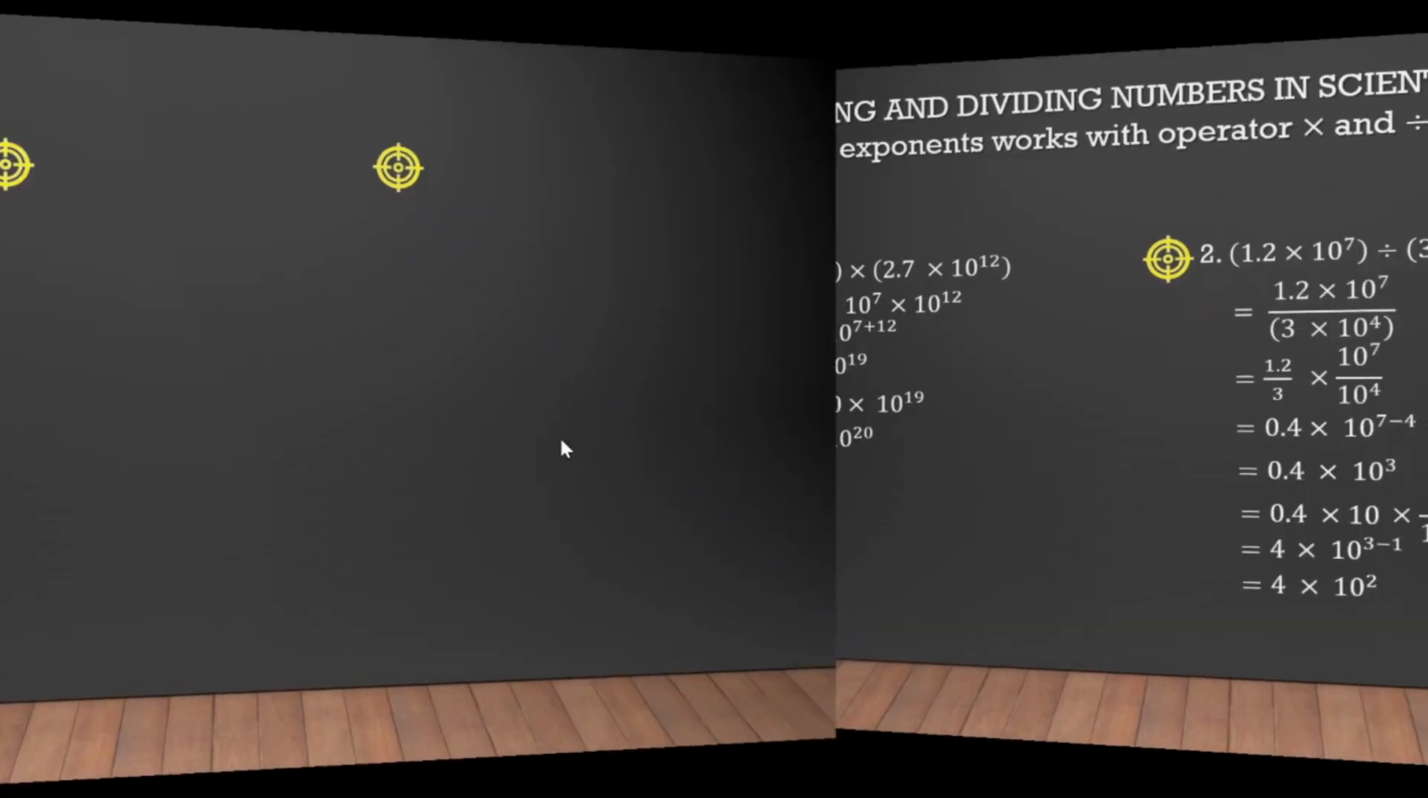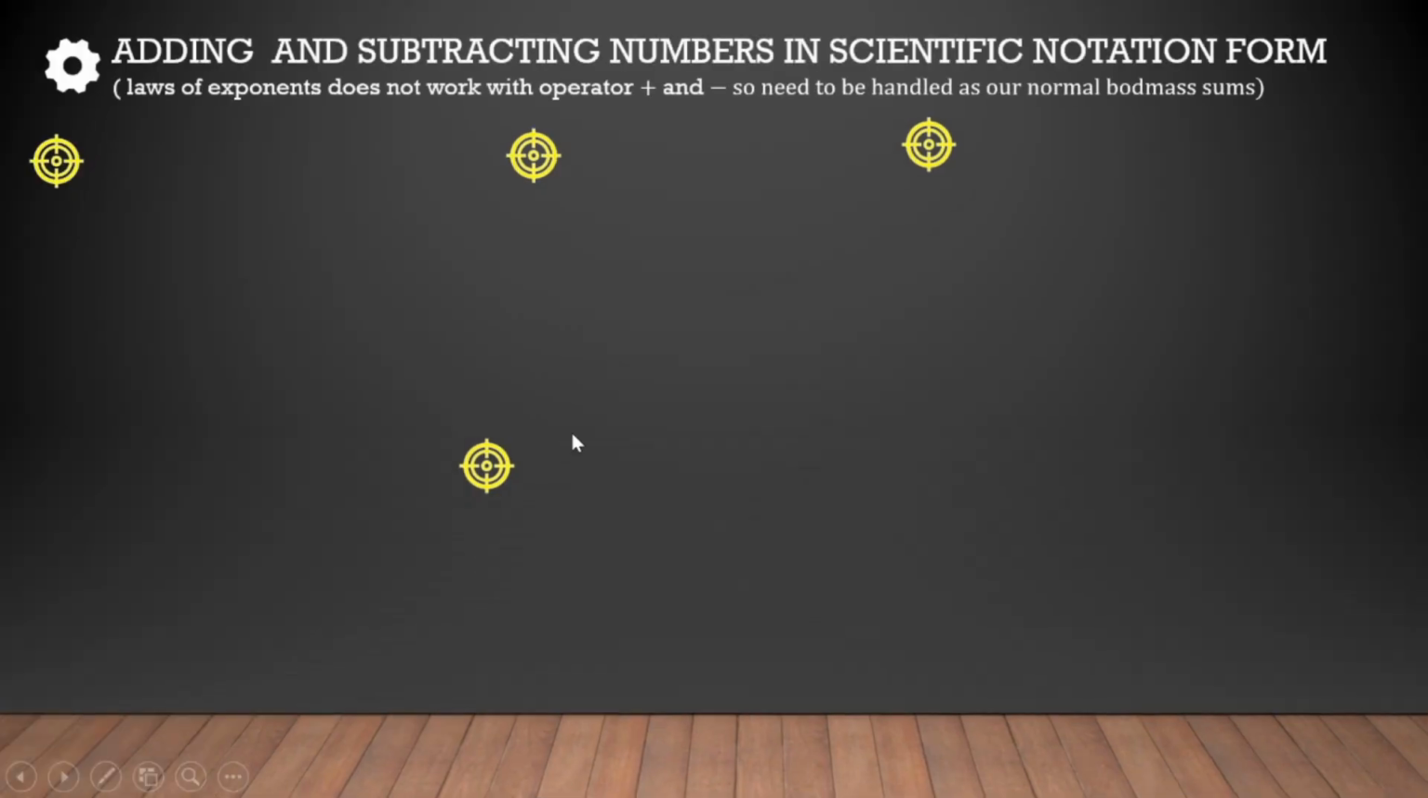Okay, now let's do adding and subtraction of numbers in scientific notation form. This is gonna be a bit trickier because laws of exponents don't work with plus and minus. Okay, so here we have to follow normal BODMAS. See, if you see here, we have this and there is addition. So 2 multiplications and there is addition. We cannot perform addition first.